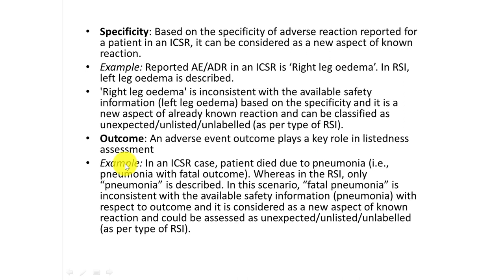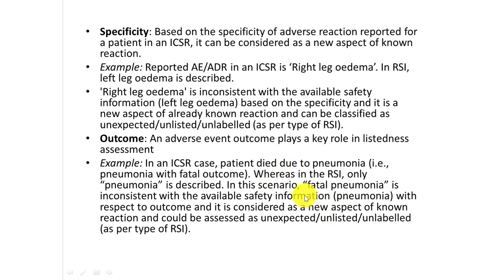Now we'll come to the outcome. Outcome plays a key role in the listed assessment. It's very important. For example, generally it is mentioned in the ICSR case that the patient died due to pneumonia. So pneumonia here has a fatal outcome. The patient is no more due to pneumonia. In your RSI, when you are checking, it's mentioned as pneumonia. But in this case, fatal pneumonia is very important. So if it is not available and only pneumonia is mentioned, due to outcome severity, you will not be able to consider it.